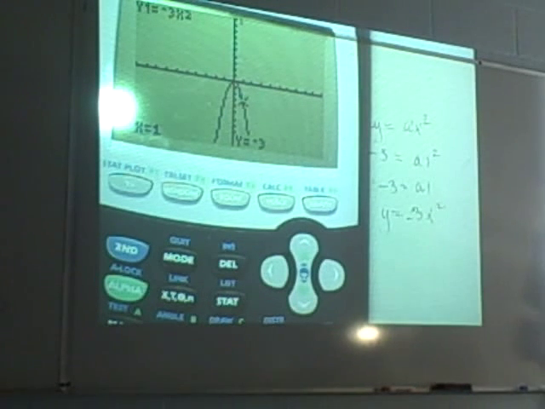All right, is that pretty straightforward? So I can give you an equation, and you should be able to write the equation from the information. Okay.